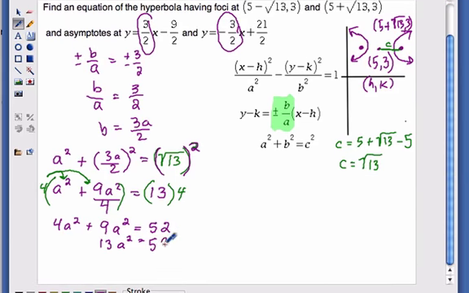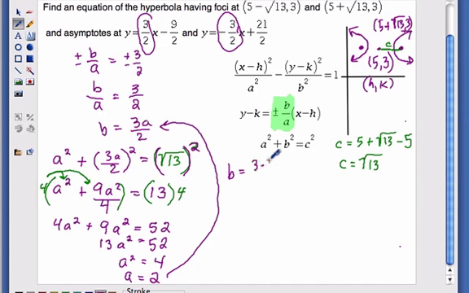I divide both sides by 13, and 52 divided by 13 is 4. And so let's see, we square root both sides and we get a is plus or minus 2, but we're just interested in the positive value for a. So a is 2. We can find b by plugging that back into this equation right here. We get b equals 3 times a, which is 2, divided by 2. So 6 over 2, which is 3. Alright, so we have our a, our b value, and our center (h, k).